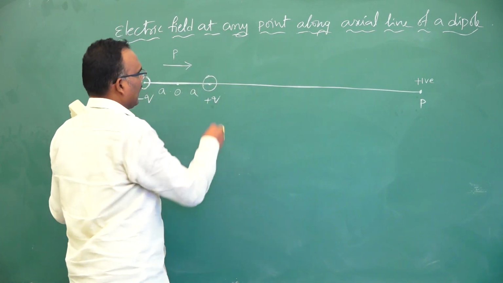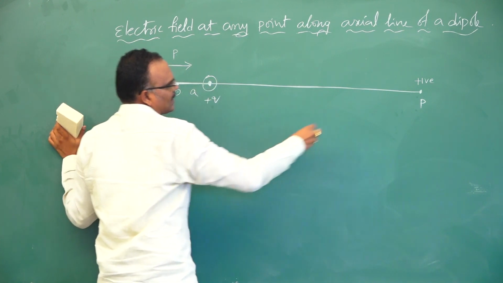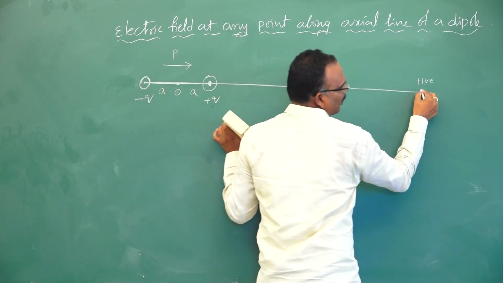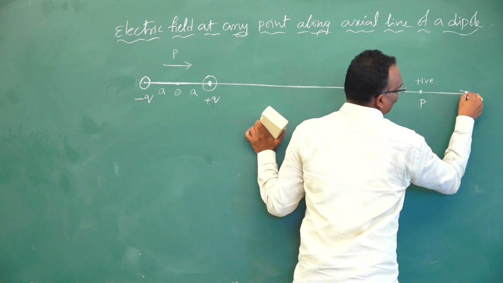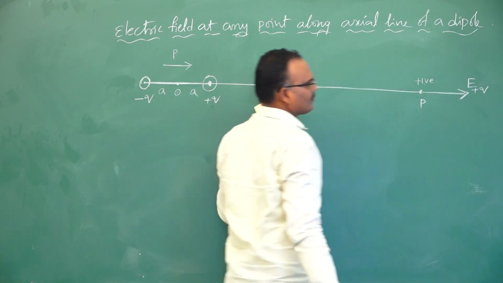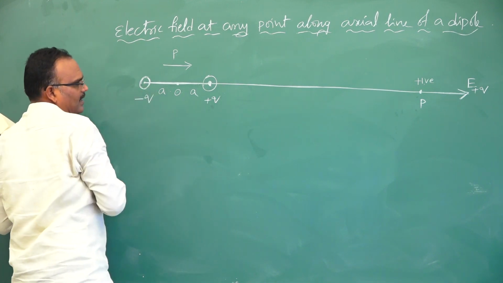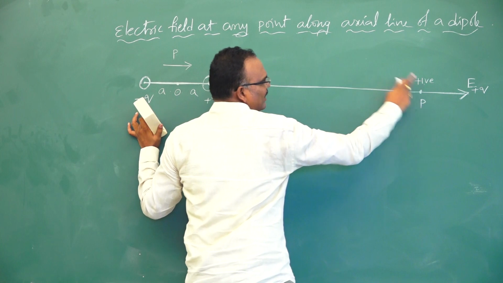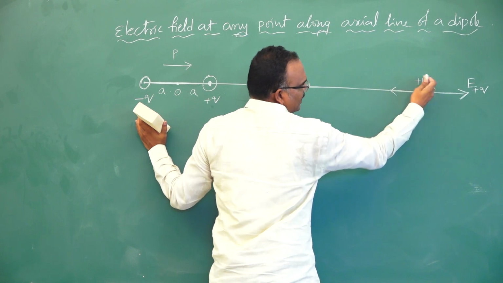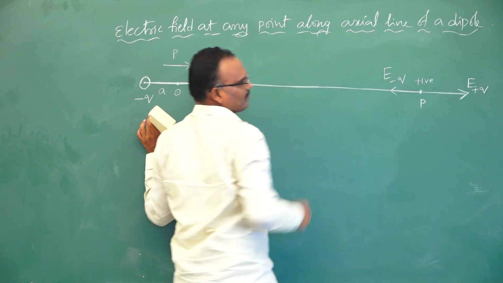For example, now see, what is the magnitude and direction of electric field at this point due to the positive charge? Positive charge repels this unit positive charge in this direction. So this is the electric field due to positive charge. Now see the negative charge. Negative charge attracts this unit positive charge. So attraction means the positive charge will move in this direction. This is the electric field due to negative charge.